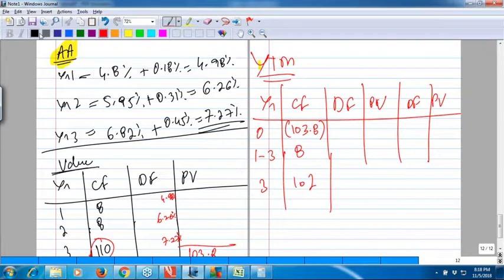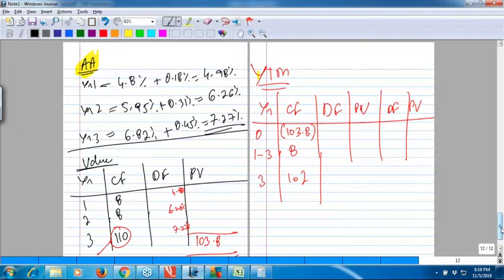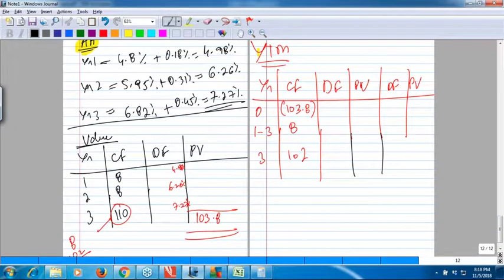So what you need to do is use a discount rate of your own, and you need to establish the IRR. I would suggest that we use a discount rate of 10% first and see what the IRR turns out to be.